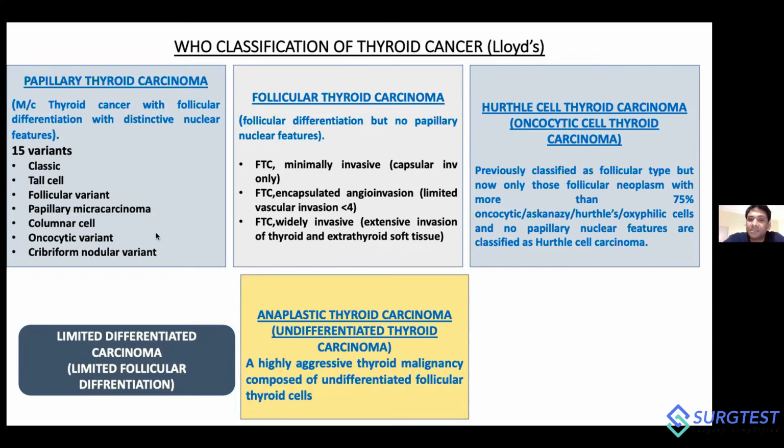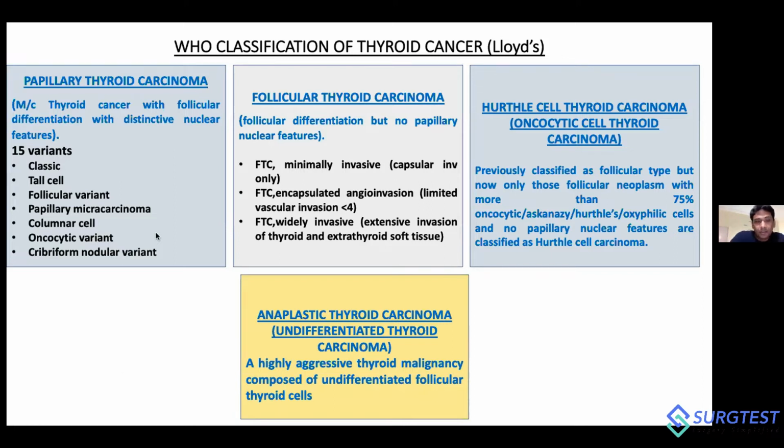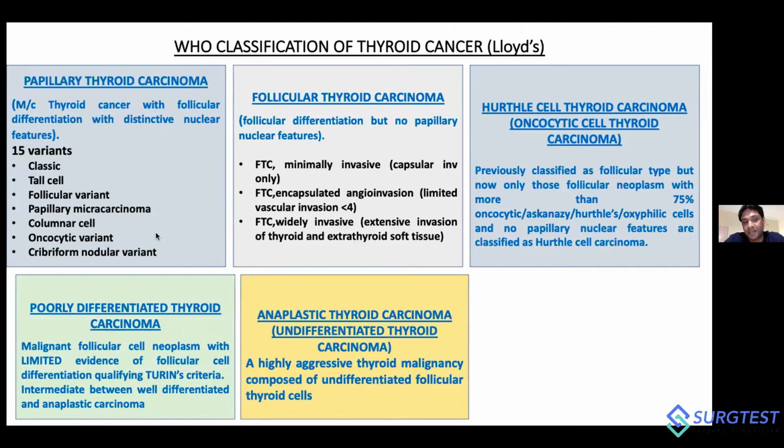Then the undifferentiated one is the anaplastic thyroid carcinoma. There is no differentiation of the follicular cell. It is a highly aggressive malignancy composed of undifferentiated thyroid cells. So it is the opposite end of the spectrum. And limited differentiation is poorly differentiated thyroid carcinoma. So these are malignant follicular cell neoplasms with limited evidence of follicular cell differentiation, qualifying Turin criteria. So what is Turin criteria? We will study. So it is an intermediate type of pathology between the differentiated and the anaplastic. So this is the point that I wanted to stress upon.